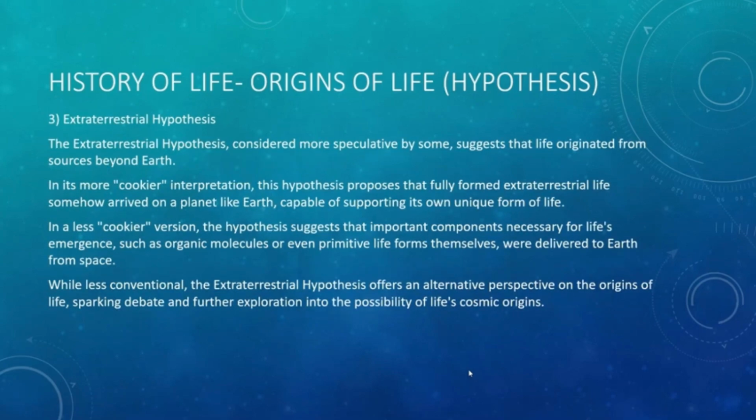The extraterrestrial hypothesis suggests that life originated from sources beyond Earth. In its kookier interpretation, the hypothesis proposes that fully formed extraterrestrial life somehow arrived on a planet like Earth, capable of supporting its own unique form of life.